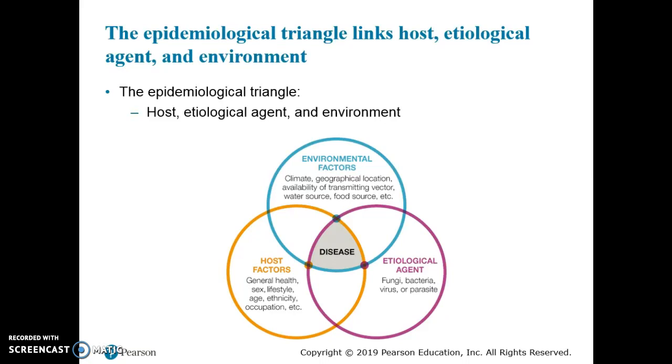All right, so there's the epidemiological triangle, looking at the host, the etiological agent, where is that disease coming from, and the environment. And so you've got this triangle basically right in here, where you have disease, where you have the correct scenario of host factors, the agent, and then environmental factors that all come together to basically create this perfect storm where disease can be established.